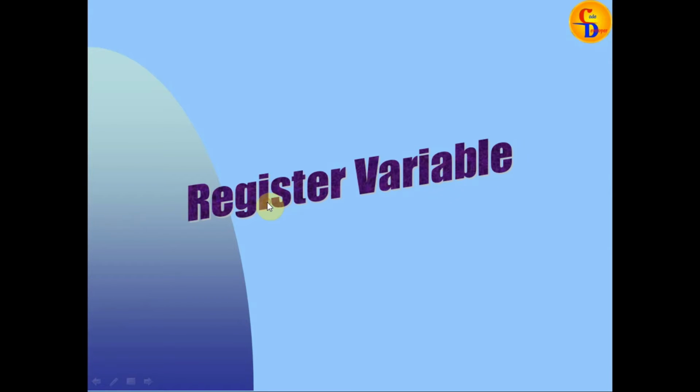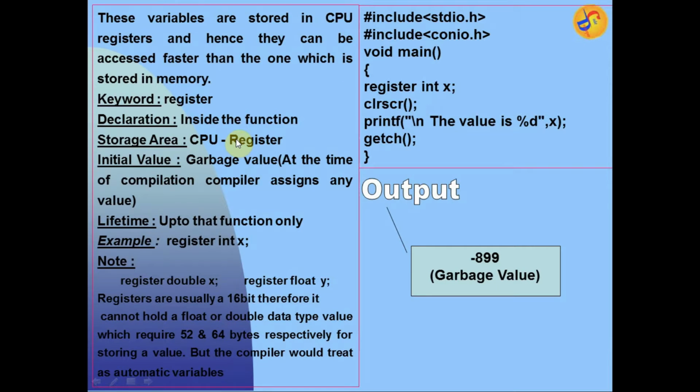The fourth one, register variable. These variables are stored in CPU registers, and hence they can be accessed faster than the ones stored in memory. Keyword: register. Declaration: inside the function. Storage area: CPU register. Initial value: garbage value at the time of compilation; the compiler assigns any value. Lifetime: up to that function only. Example: register int x. It's an example program, register int x variable.